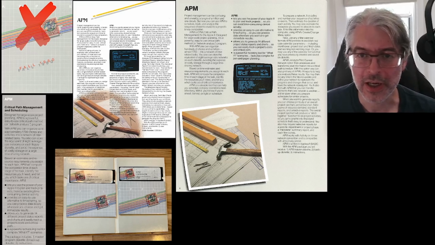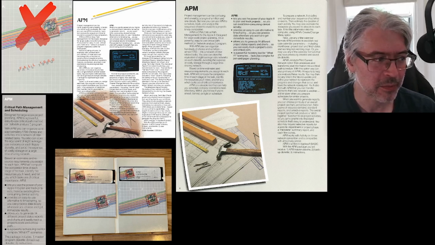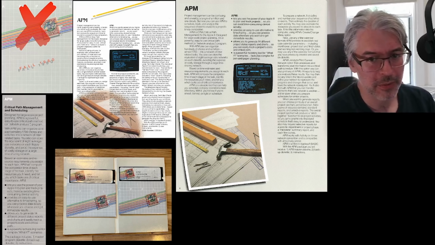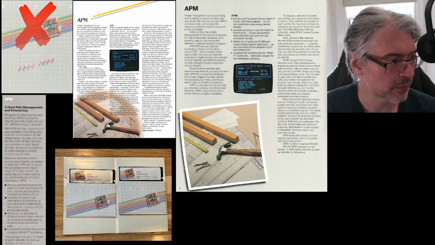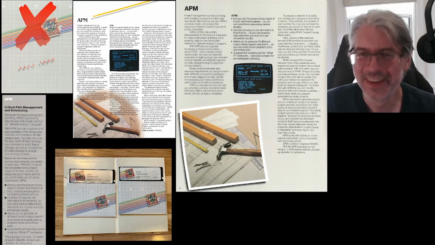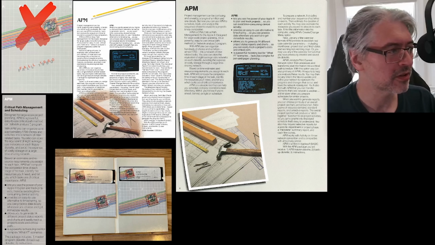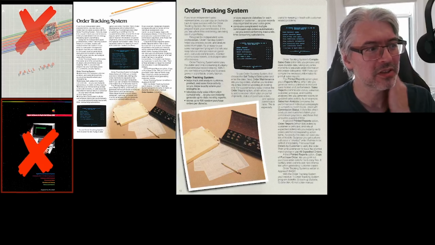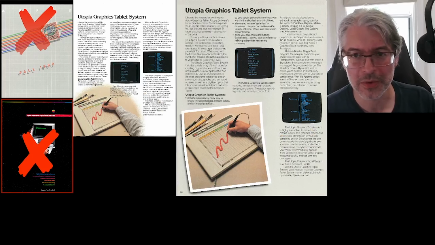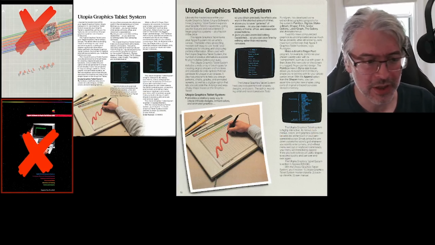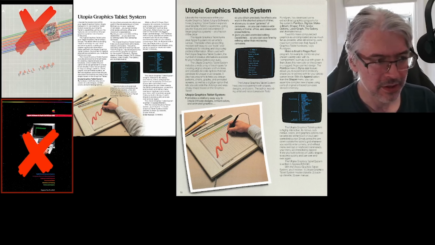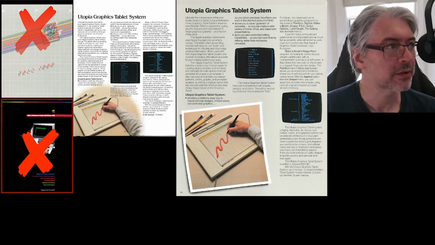APM. This one sold for a lot. This one was very expensive, and it probably came with a manual that I do not have. I have only the folder and the discs, or I don't remember. Anyway, I'll just keep running through these until I see something that's interesting. Here's the Utopia graphics tablet system. I mentioned this in a slide later, but I will mention it in that slide when I get to it.